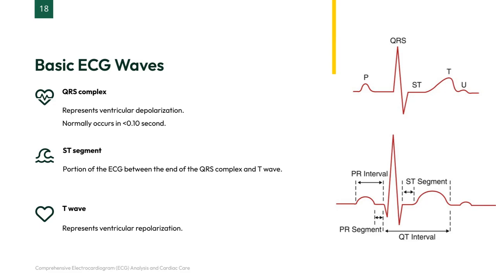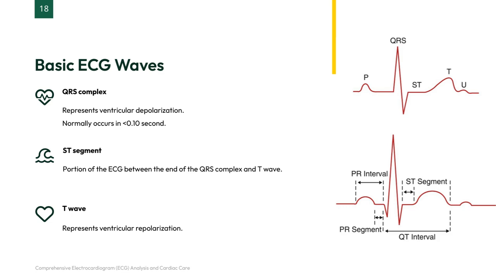Now, let's look at the basic ECG waves, starting with the QRS complex. This represents ventricular depolarization, which is essentially the electrical activity that triggers the ventricles to contract. It's a very quick process, normally happening in less than 0.1 seconds. Next, we have the ST segment. This part of the ECG occurs between the end of the QRS complex and the beginning of the T wave. It's important because changes here can indicate issues like ischemia or injury to the heart muscle.